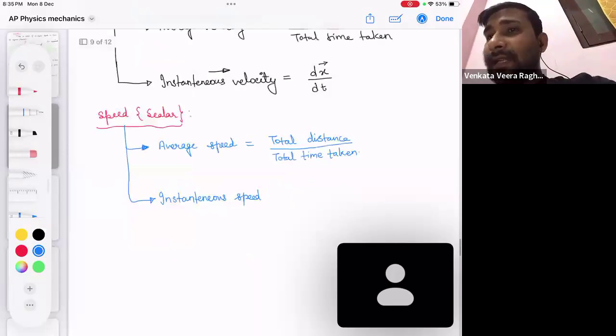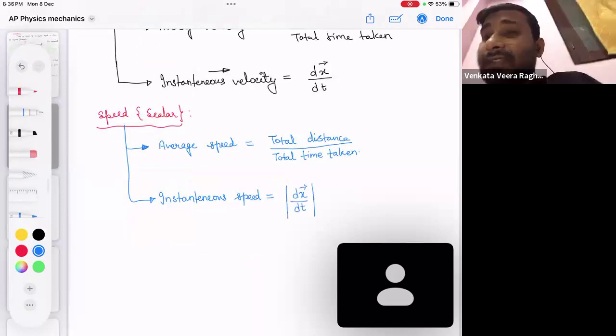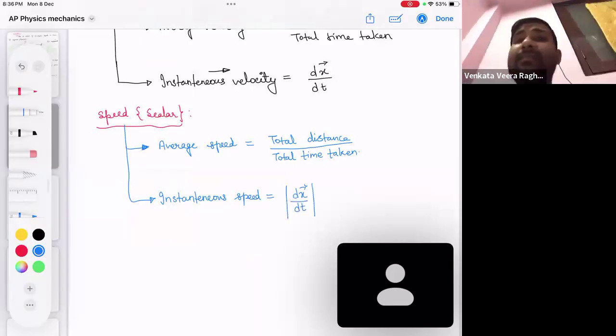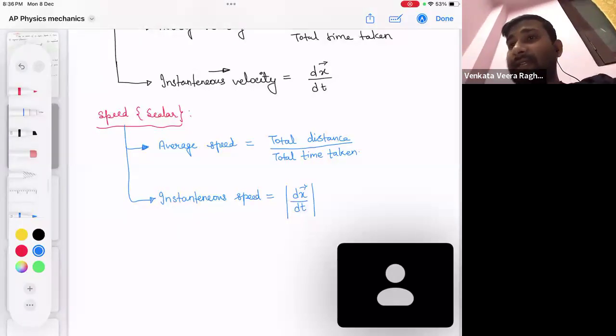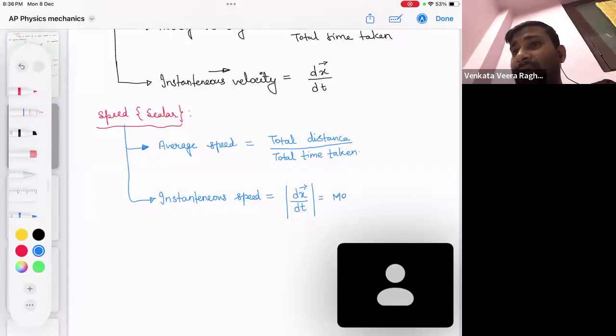And what is the instantaneous speed? Instantaneous speed is the magnitude of instantaneous velocity. It is just the magnitude of instantaneous velocity. Understood? Why? Let me tell you.